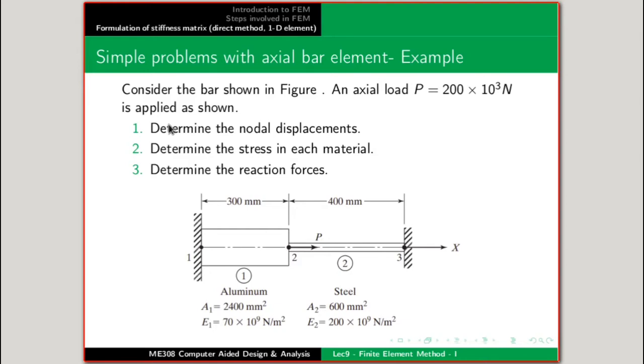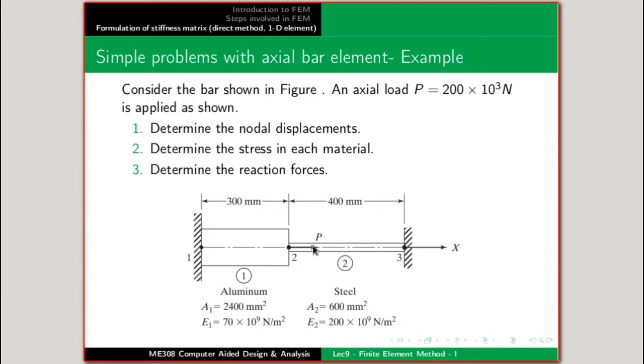An axial load of P equal to 200 into 10 raised to 3 Newton is applied as shown. Determine the nodal displacement, determine the stress in each material, and determine the reaction forces. Now we have a composite bar consisting of an aluminum bar which has an area of 2400 millimeter square, and the elastic Young's modulus is also given.